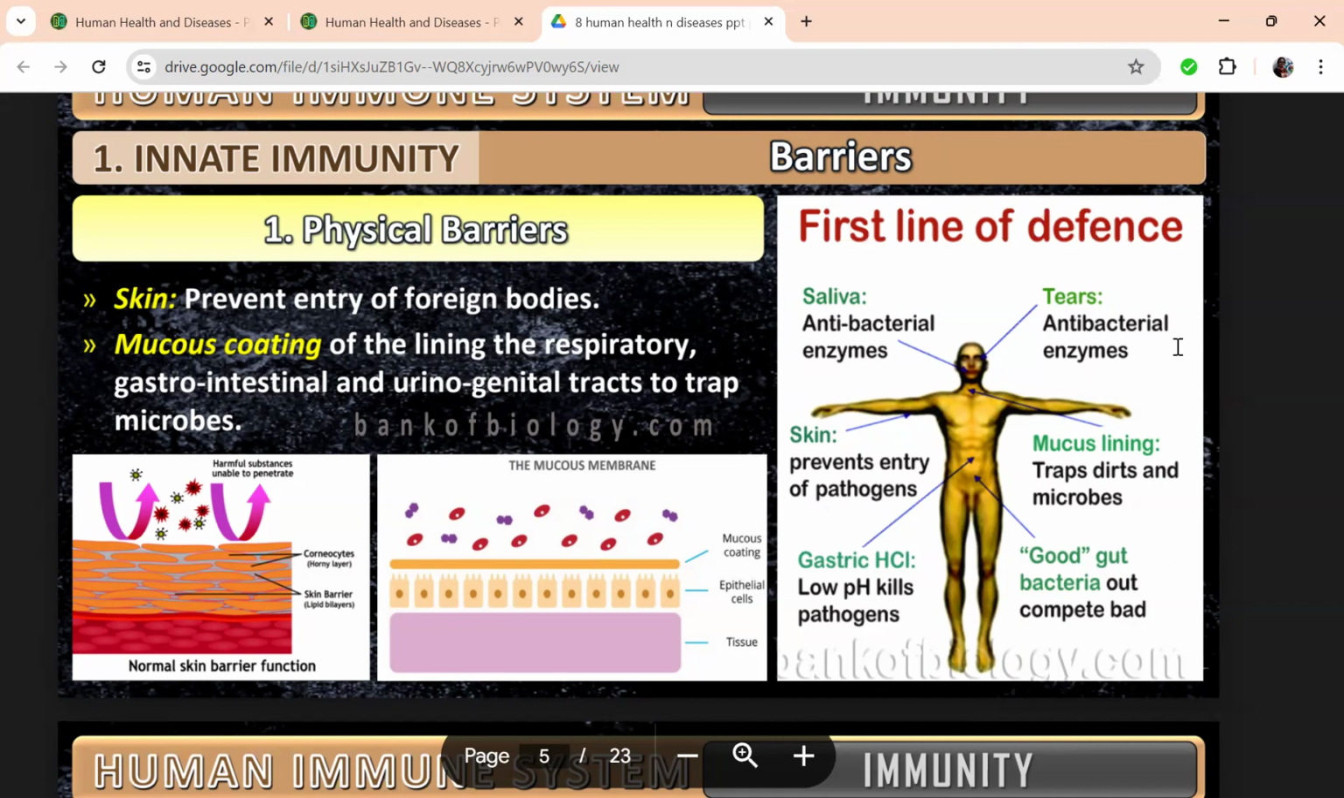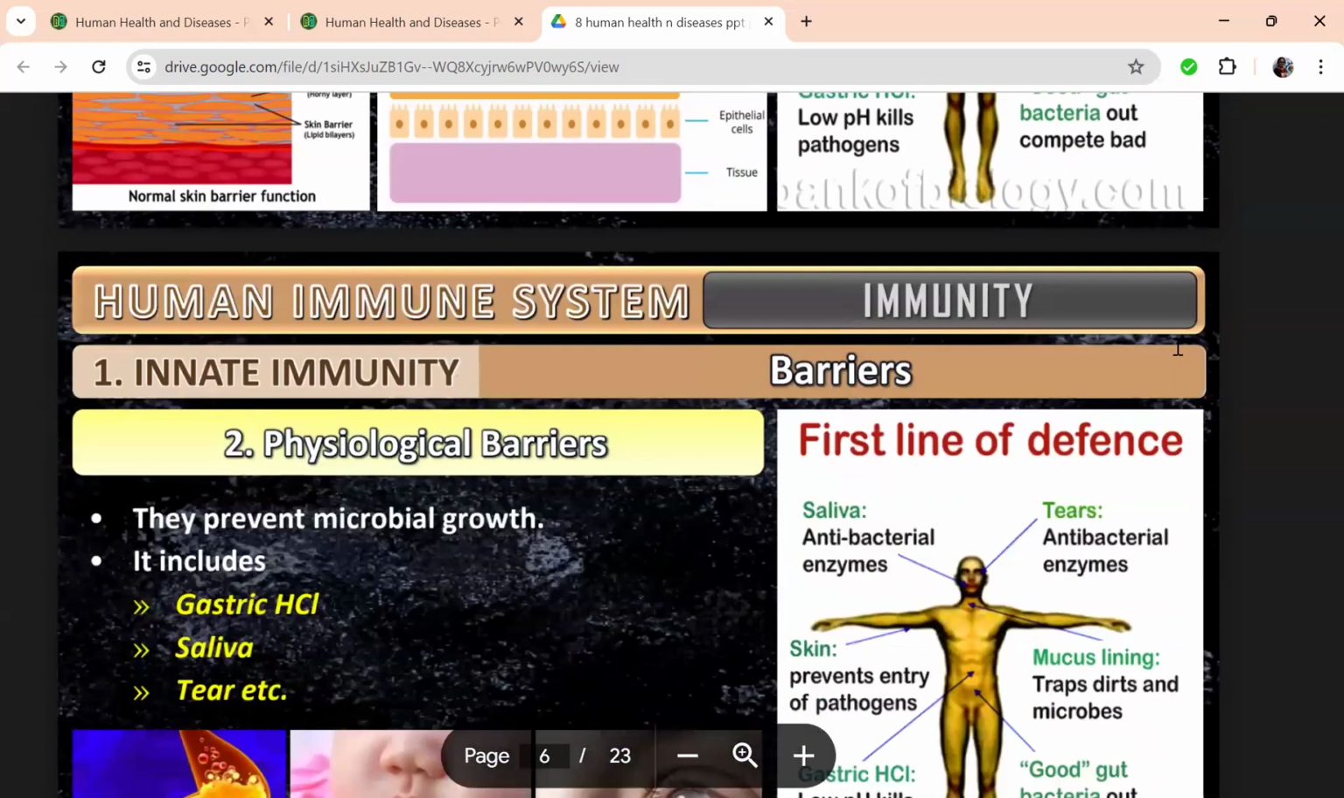Saliva has antibacterial enzymes. Tears, again, have antibacterial enzymes. So if something enters your eyes, the tears will come out and move it off. Skin prevents the entry of pathogens. Mucus lining traps dirt and microbes. Gastric hydrochloride, with its low pH, will kill the pathogens. And good gut bacteria compete with the bad bacteria. So this is the first line of defense that I have.